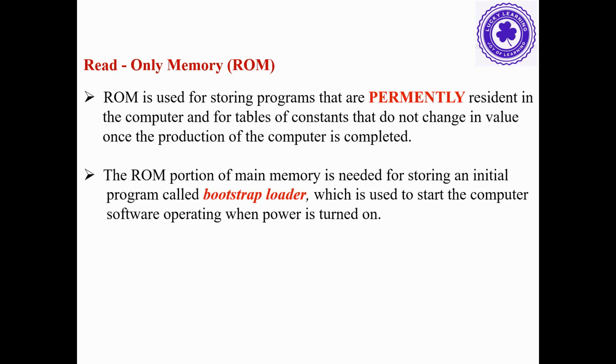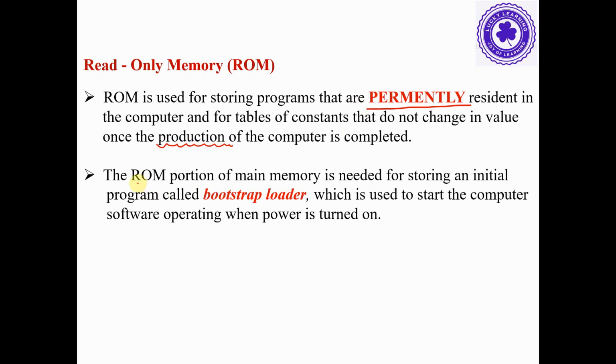Read-only memory. ROM is used for storing programs that are permanently resident in the computer, and for tables of constants that do not change in value once the production of the computer is completed. During the production of the computer, if we want some programs to be stored permanently, to be accessed by the CPU, we keep those programs in the read-only memory permanently and make it available as part of the main memory, so that the CPU can read the programs from the ROM chips.